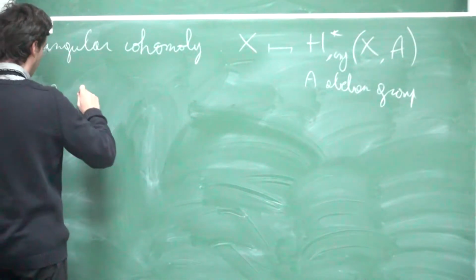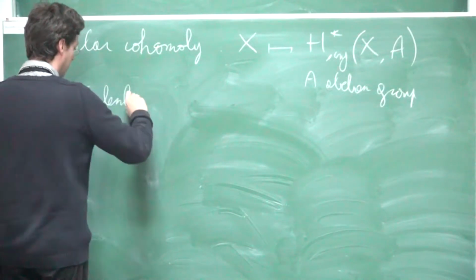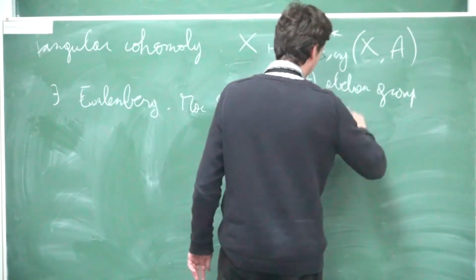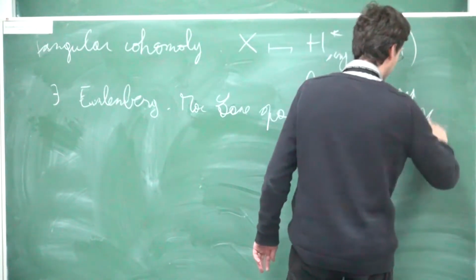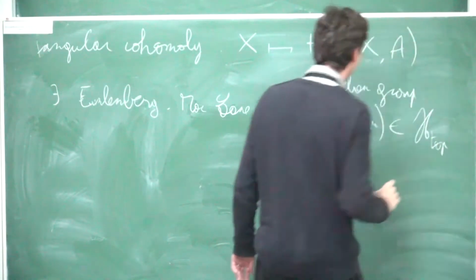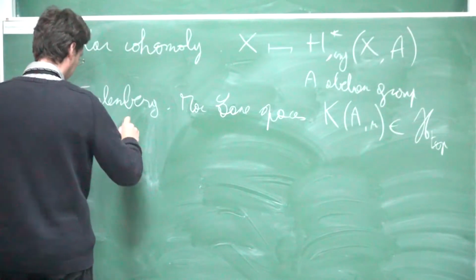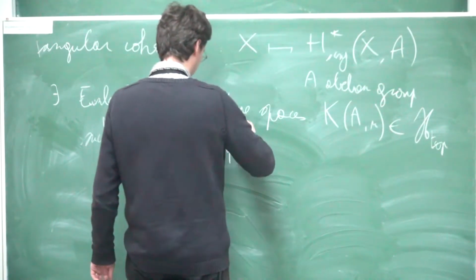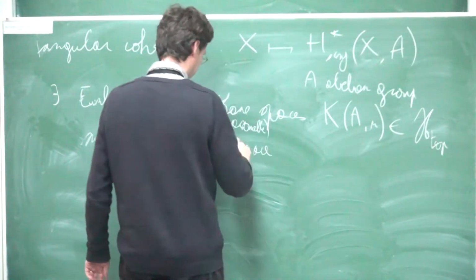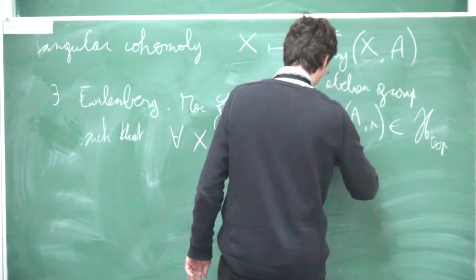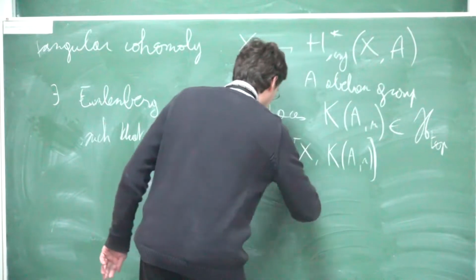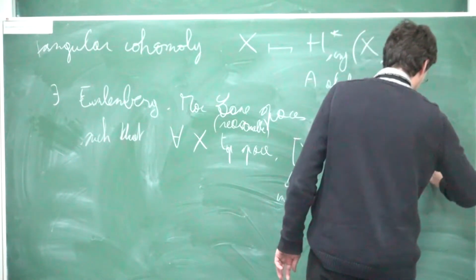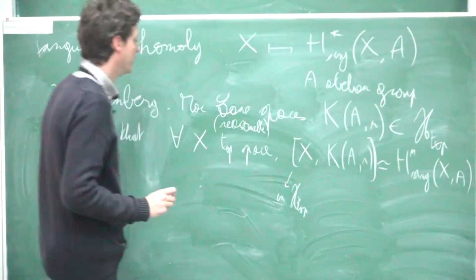And so there exist the so-called Eilenberg-MacLane spaces, which are denoted K(A,n), which I will consider as objects of the unstable homotopy category, such that for any reasonable topological space, let's say CW complexes X, the homotopy classes of maps from X to K(A,n), computed in this category, are in bijection with the nth singular cohomology of X.